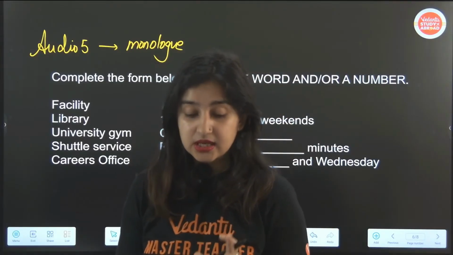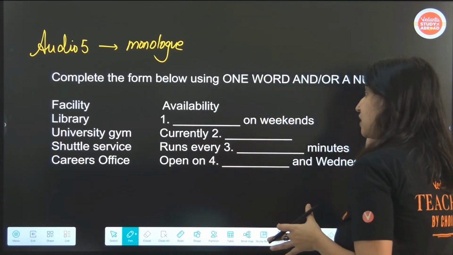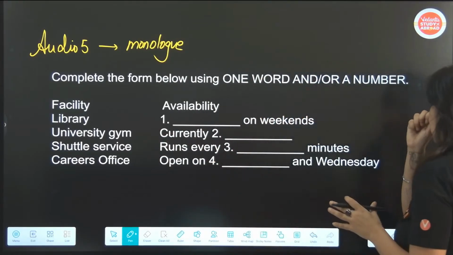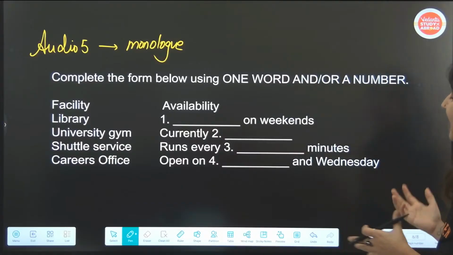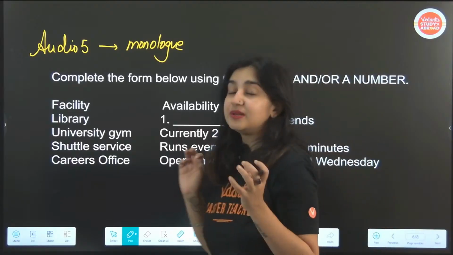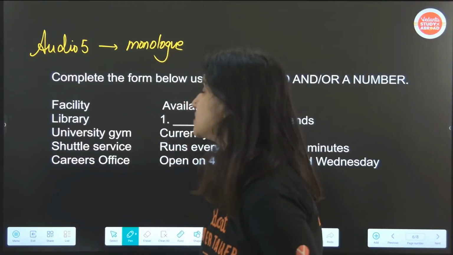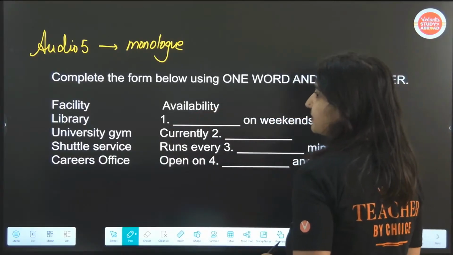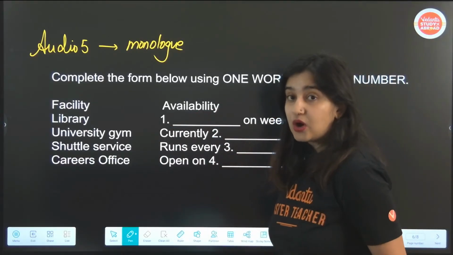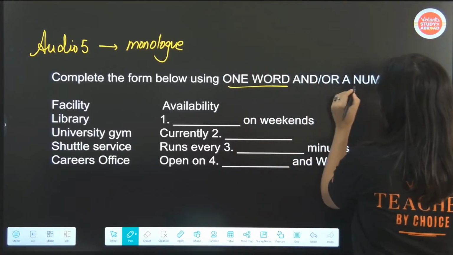Take this seriously. Now coming to the next audio, which is going to be a monologue, you have to complete the form below using one word and/or a number. Please, please, please read these instructions very carefully. You might simply lose marks because you wrote 2 words instead of one. Okay? Follow the instructions to the T, one word and/or a number.